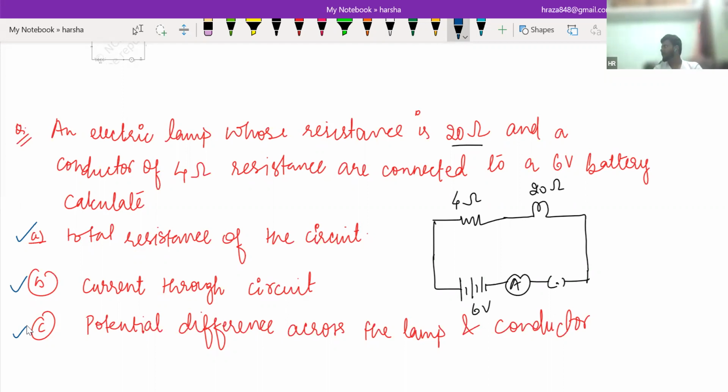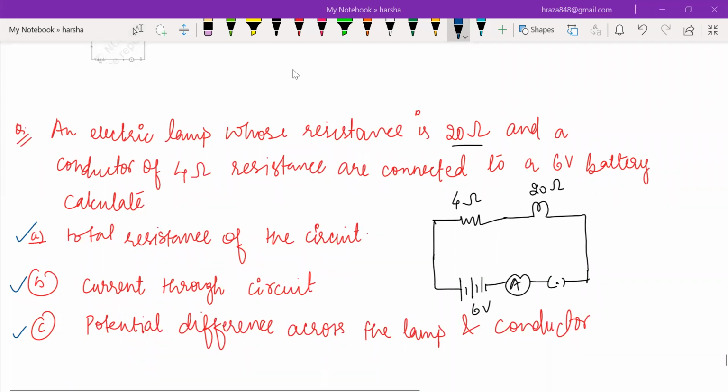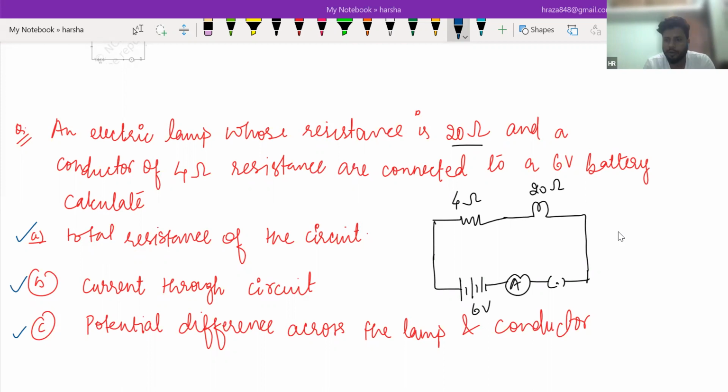Can anyone solve it? Sir, total resistance is the equivalent one, right? Yes, yes. Total resistance is equivalent resistance. Sir, I got the first one. What is the answer? 24 ohm. Very good.